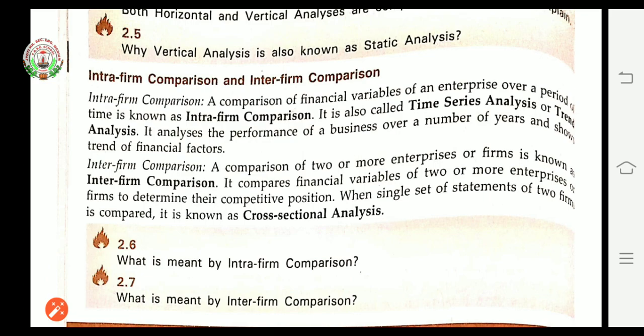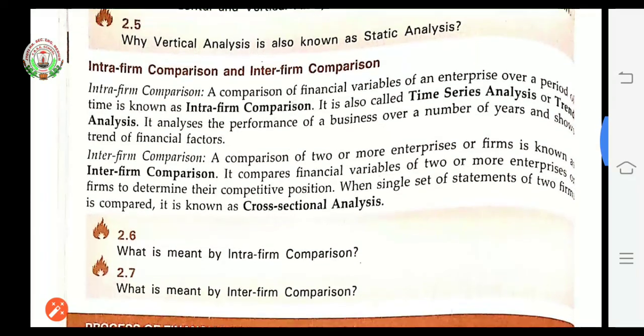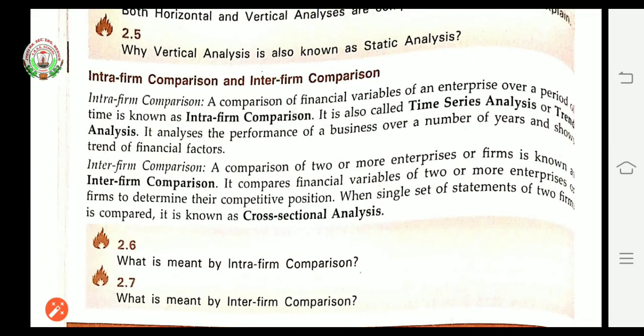In intra-firm comparison, the financial variables of the enterprise over a period of time will be compared. It is also called time series analysis or trend analysis. Why? Because in this kind of comparison, there will be comparison of data on the basis of years, more than 2 years. It analyzes the performance of a business over a number of years. Performance means whether they are earning profit or incurring losses. This will be analyzed in the intra-firm comparison, and the trend will be seen.